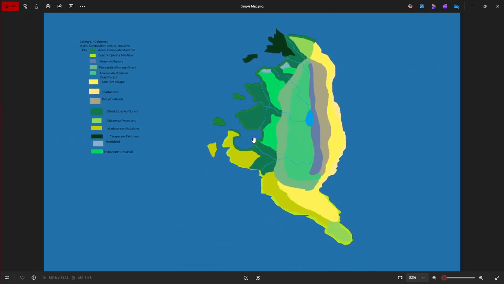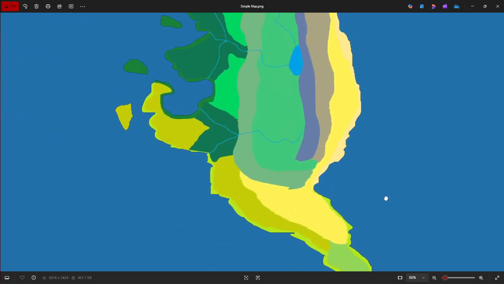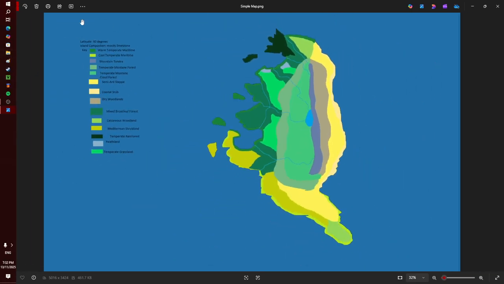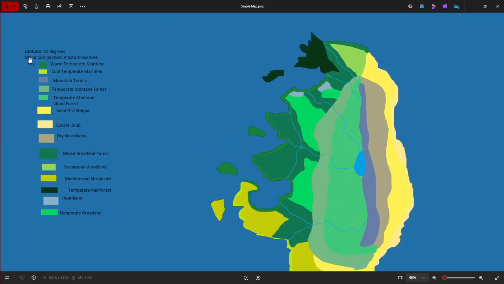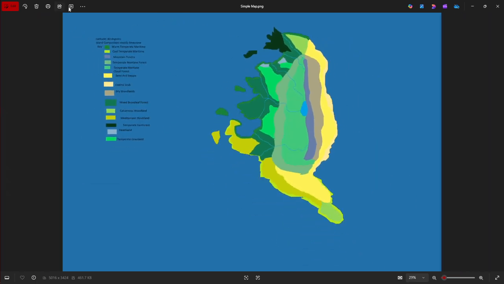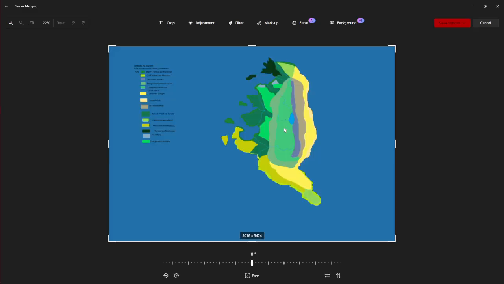Now, how does this island work, you ask? Well, it works as any island would. It's affected by the latitude, the longitude, etc. So, you ask, what effect are the currents playing upon this island? Well, I shall show you.